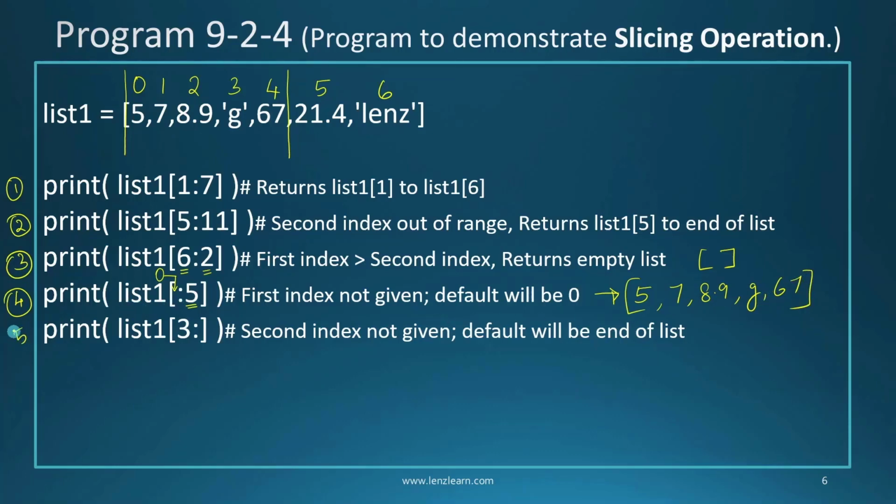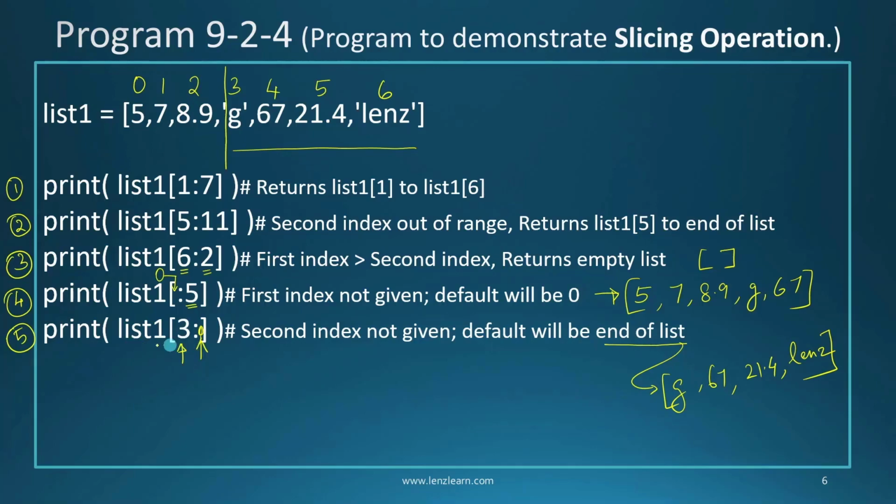And the last print statement, you can see I have provided only the first value. The last value is missing. In that case, the last value is taken as the end of the list, the last element inside the list. So now the slicing operation will start at index 3 and go all the way up till the end of the list. So this will create a list like G, 67, 21.4 and lens. That is the last element, so it will stop over there.